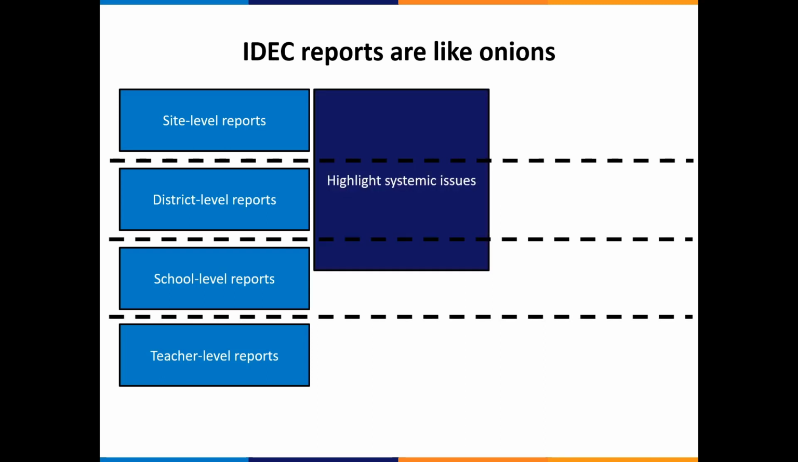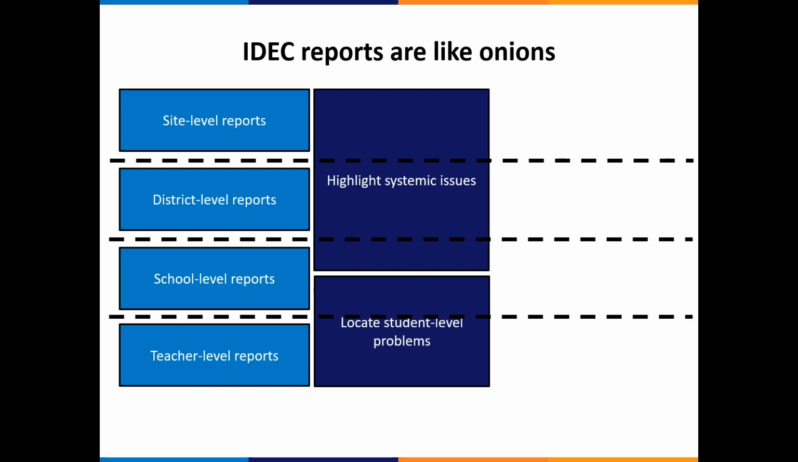And as we said earlier, our upper layers, down to about the school reports, help us highlight or find systemic issues in our data. So we're not talking about issues with an individual lesson or a teacher. If something broader is going on, these reports tend to show or highlight those issues.